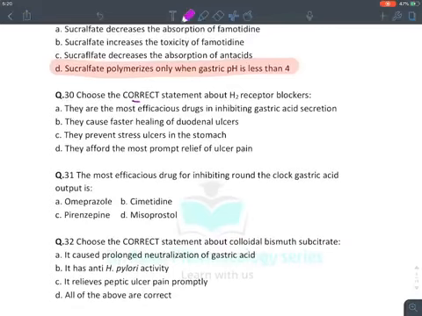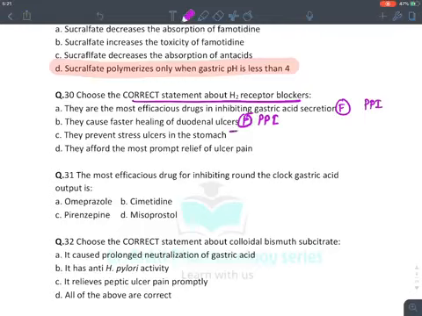Okay. Choose the correct statement about H2 blockers. The first statement says they are the most efficacious drug in inhibiting acid secretion. False. Remember, it is PPIs, not H2 blockers. They cause faster healing of duodenal ulcers. The answer is false. Again, the fastest healing is by PPIs.